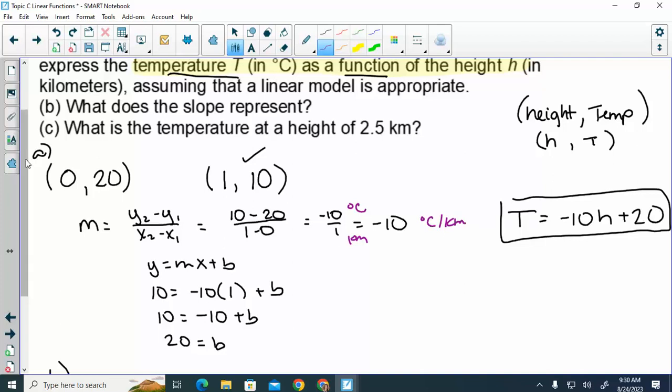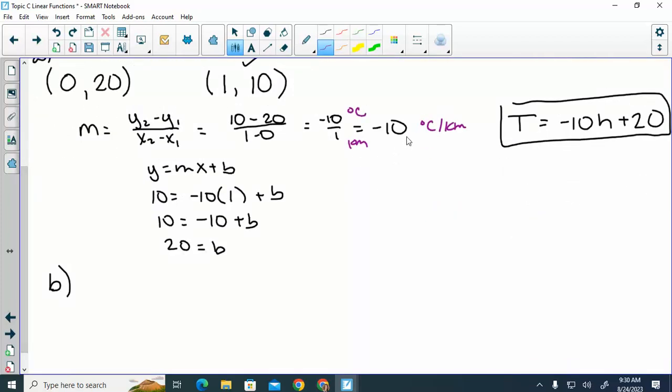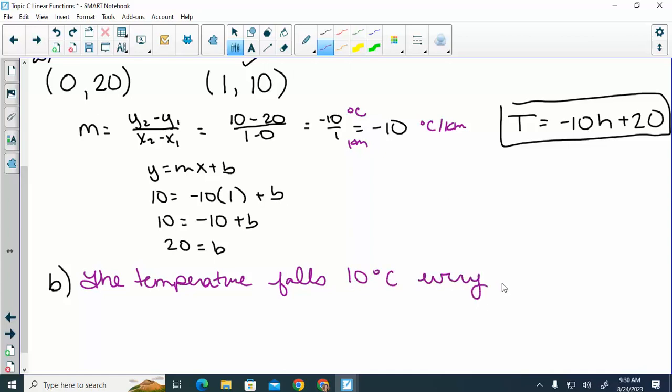So now I have to write a sentence. What does the negative tell me? It's decreasing. So the temperature falls or decreases 10 degrees Celsius every 1 kilometer, or just every kilometer, per kilometer, or something like that.